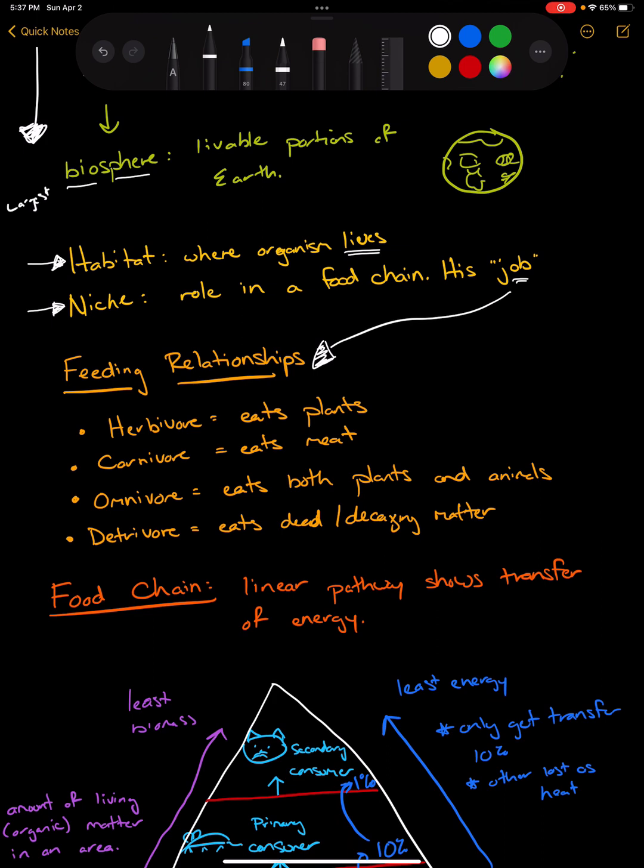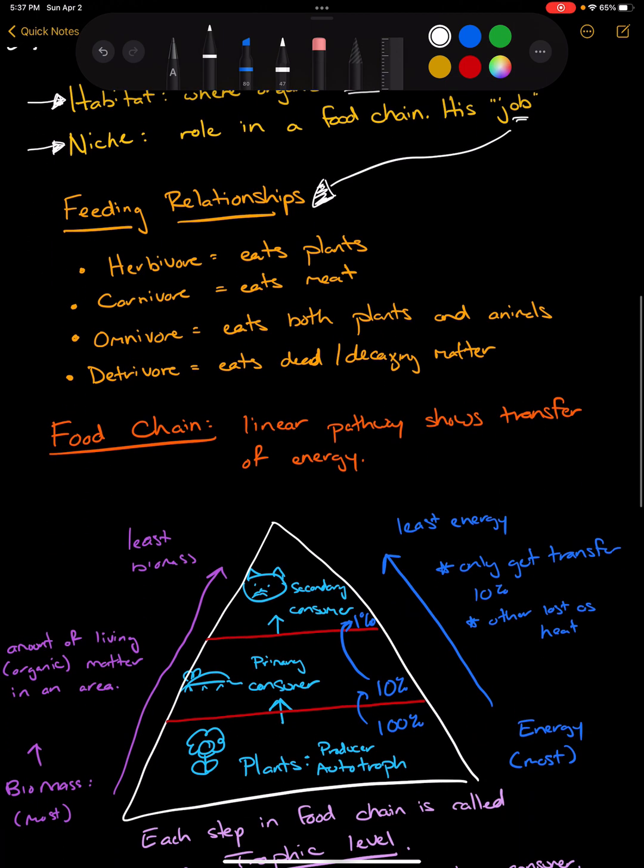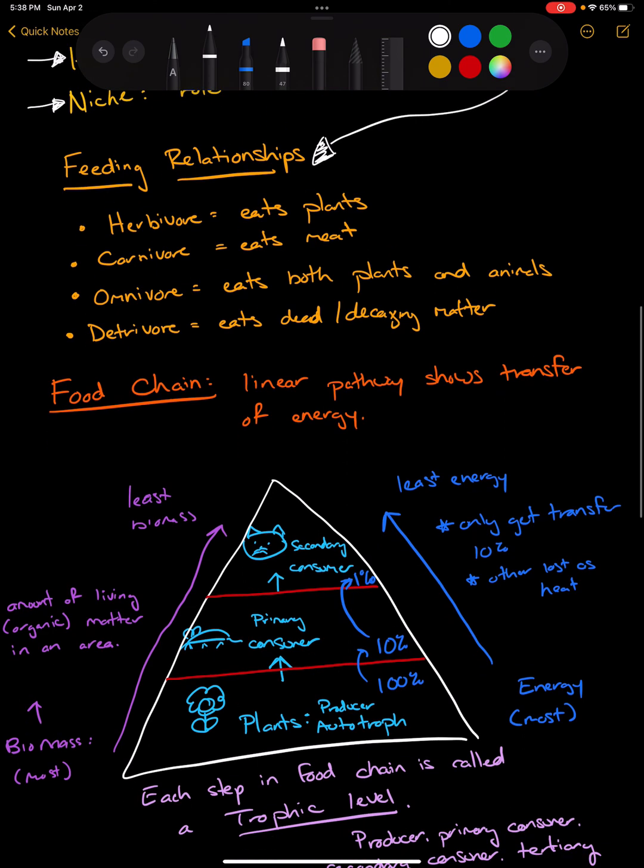And now that we've talked about feeding relationships, we can go on to food chains. Now remember, a food chain is a linear pathway that shows a transfer of energy. That's really all a food chain is. So I look at this really simple food chain. Like right here, I started with plants. Okay? Now plants, we can call them a couple different names. They can either be a producer because they produce their own food through photosynthesis, or they can be an autotroph. Auto means self, troph is feeding. So these are self-feeding organisms, again, by doing photosynthesis.